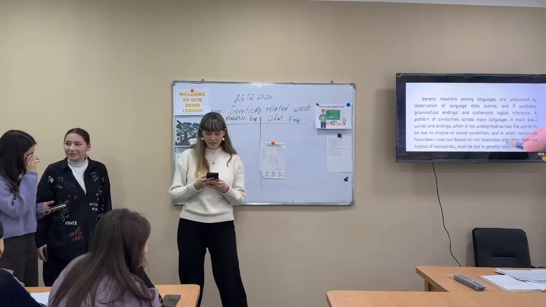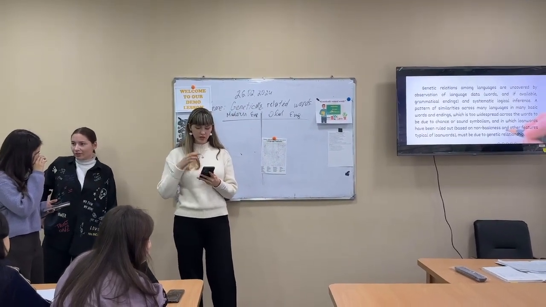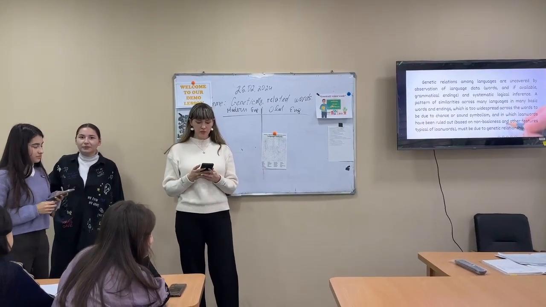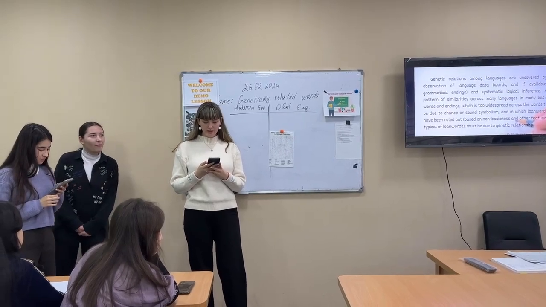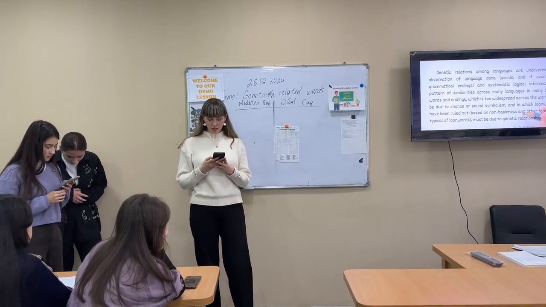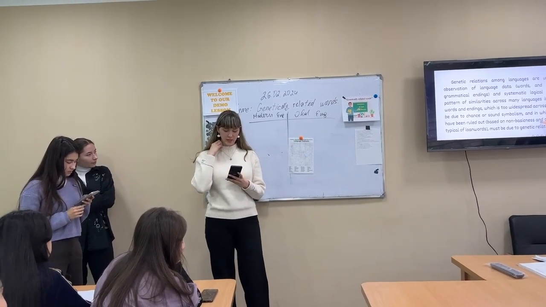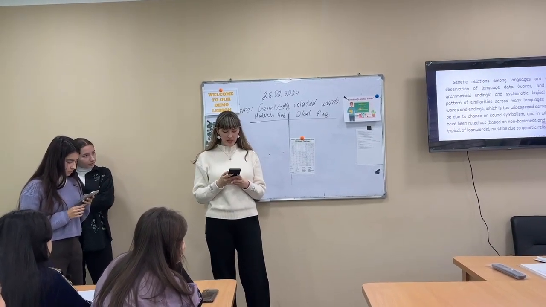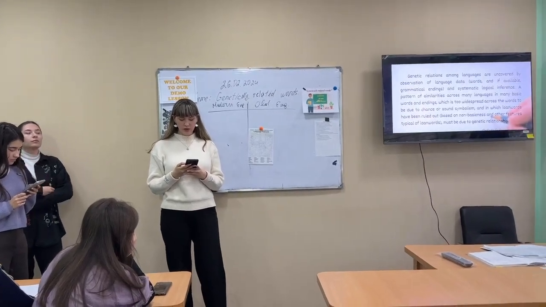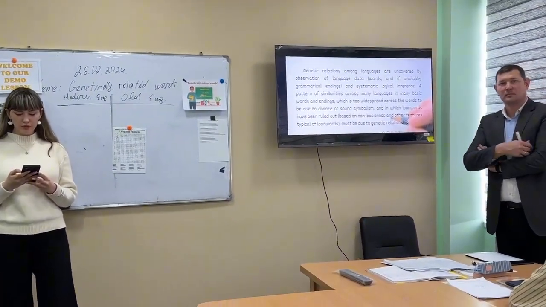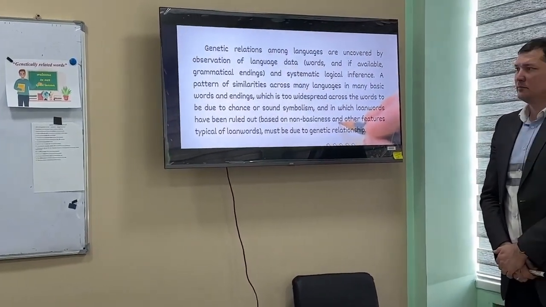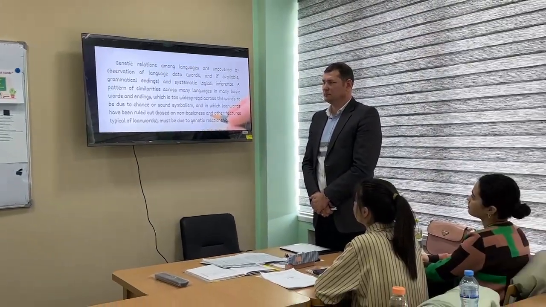Genetic relations among languages are uncovered by observation of language data and systematic logical inference: a pattern of similarities across many languages in many basic words and endings, which is too widespread across the words to be due to chance or some symbolism, and in which loan words have been ruled out, must be due to genetic relationship.